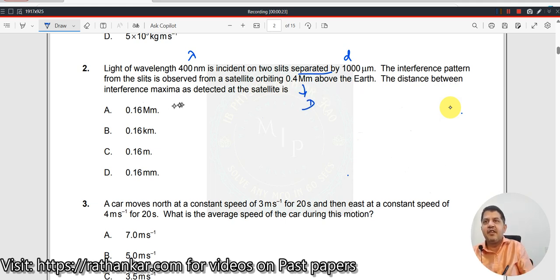Distance between the interference maxima. What is distance between interference maxima? Which is nothing but beta, right? What is the formula? Formula is beta is equal to lambda into capital D by small d. Let us substitute all this for the direct answer.